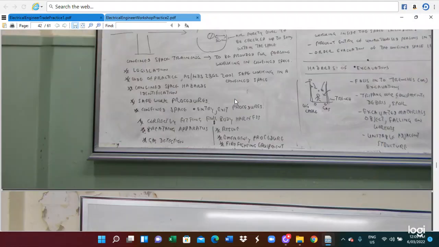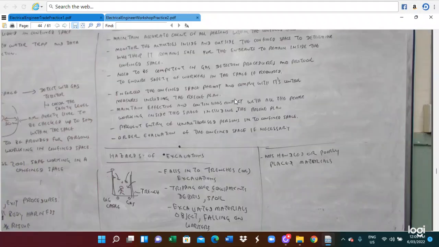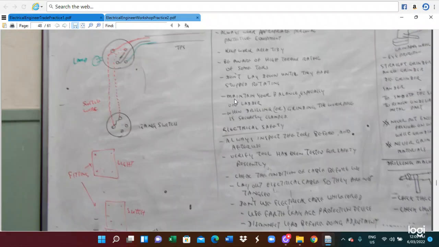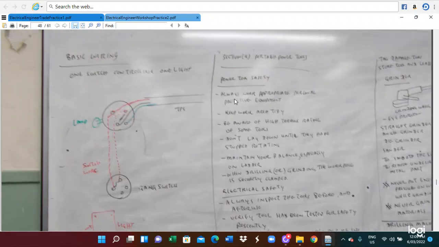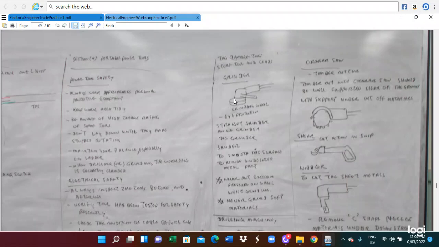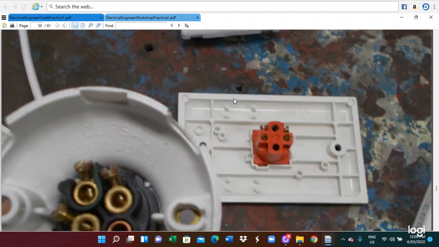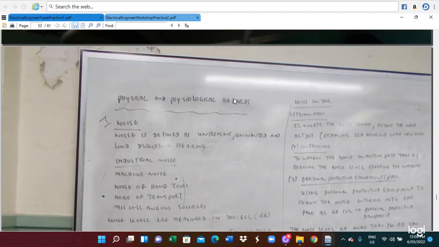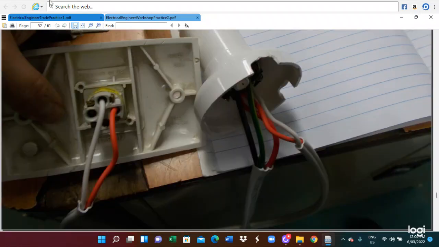Together with the confined space, we are also talking about the cutting materials. Once we control the light system, we are talking about the power supply safety system. We also talk about the portable electrical equipment and portable power tools. So this is for the electrical trade practice for trade 2 students.